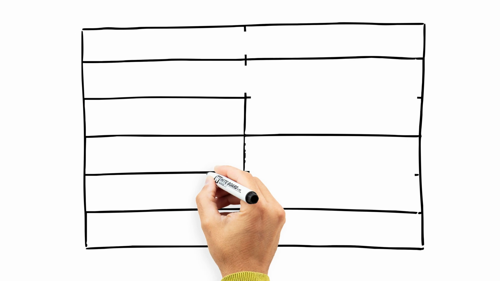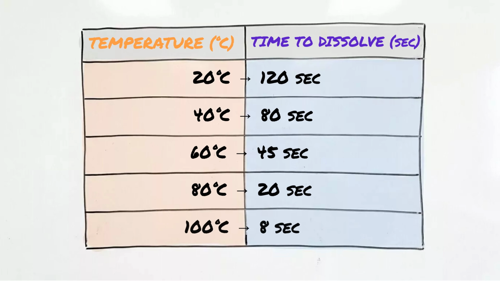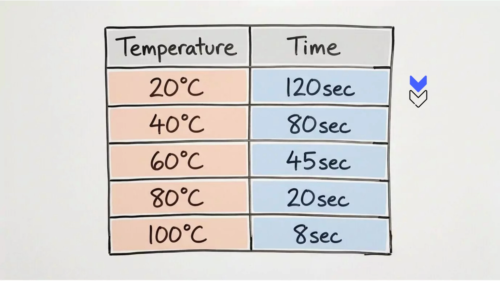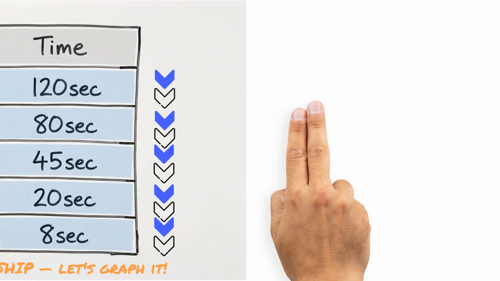Same sugar, same water, 5 different temperatures. Watch the time drop as temperature rises. Every time temperature goes up, time goes down. That is an inverse relationship. A line graph is the perfect tool to show it.